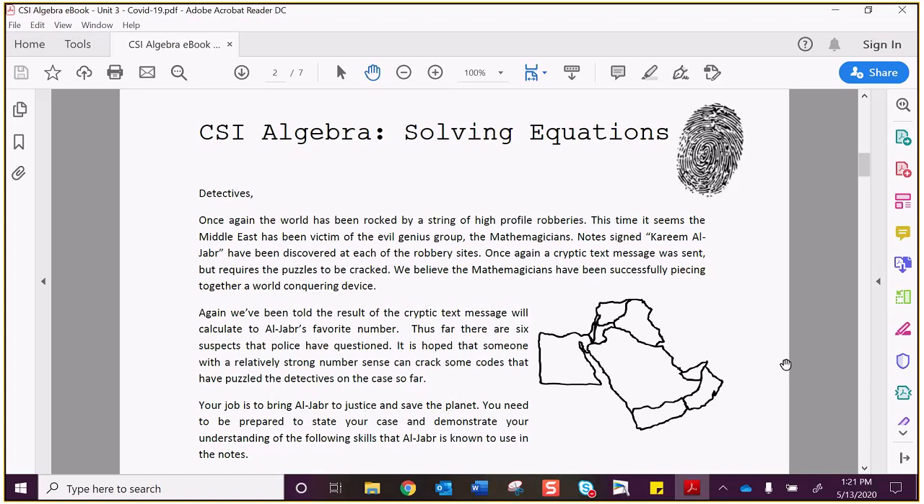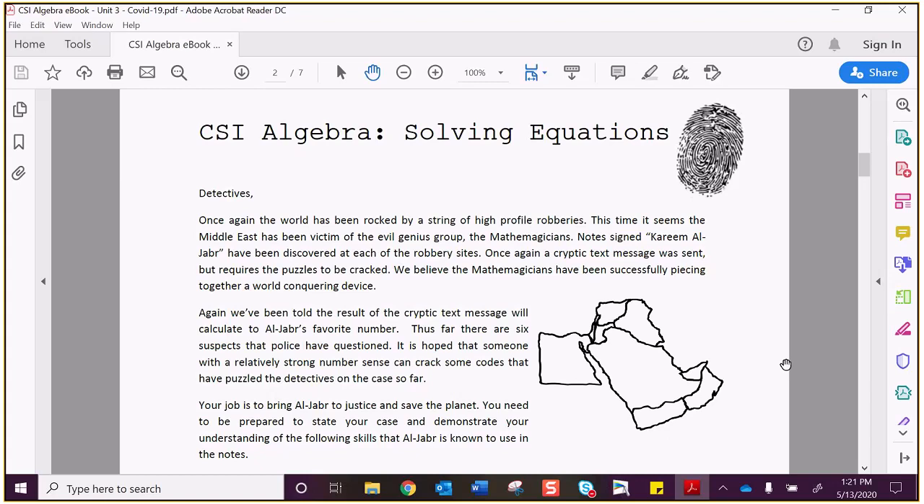Once again, and now it says once again because remember this is the 3rd unit, so it happened in Unit 1 and in Unit 2. The world has been rocked by a string of high-profile robberies. This time, it seems the Middle East has been victim of the evil genius group, the Math Magicians. Notes signed Kareem Algebra have been discovered at each of the robbery sites.